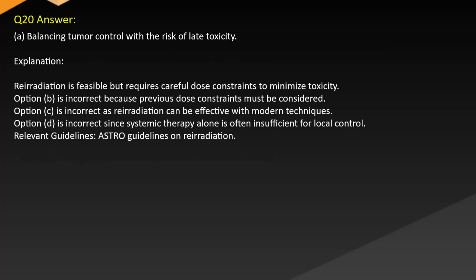Answer: A. Balancing tumor control with the risk of late toxicity. Explanation: Reirradiation is feasible but requires careful dose constraints to minimize toxicity. Option B is incorrect because previous dose constraints must be considered. Option C is incorrect as reirradiation can be effective with modern techniques. Option D is incorrect since systemic therapy alone is often insufficient for local control. Relevant guidelines: ASTRO Guidelines on Reirradiation.